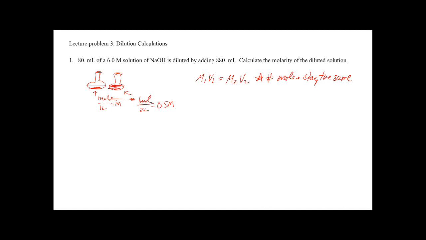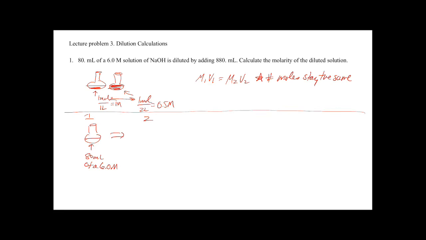So let's look at problem number 3. So in this case, we take 80 mL of a 6 molar solution. So we're going to draw a little line here. And we're going to draw our solution 1. So here's solution 1. And we've got 80 mL of a 6 molar solution of NaOH. And we're going to dilute this to solution number 2.